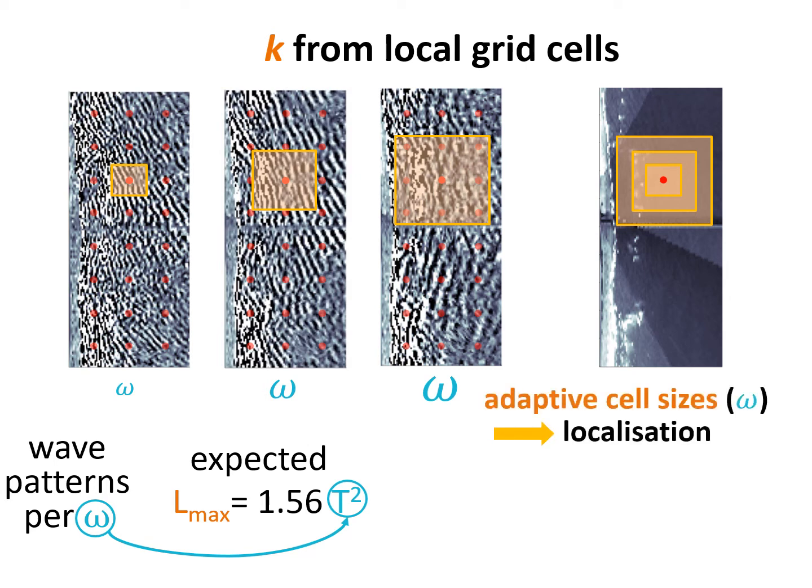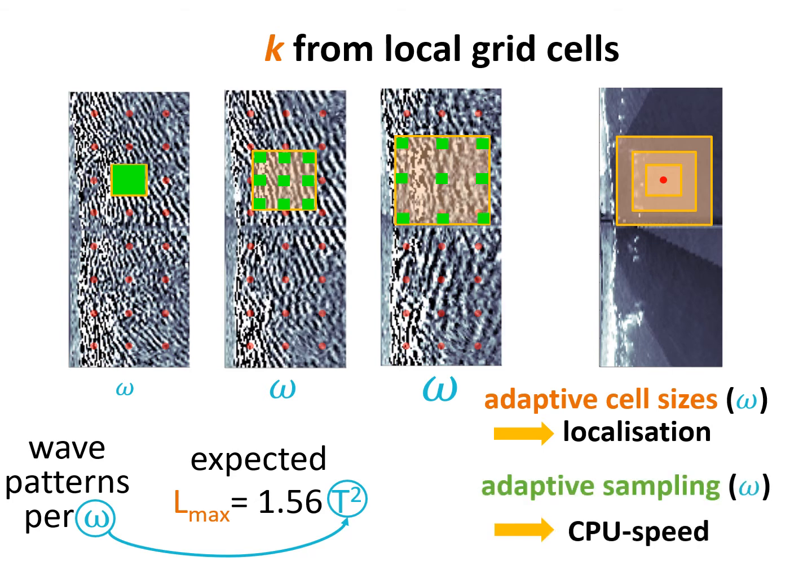And these adaptive cell sizes lead to higher localization because you optimally use the wavelengths that are intrinsic to the frequency. You can do more. While you may use all the pixels in the grid cell size of the dynamic mode with the highest frequency, you can use fewer pixels in modes that have lower frequencies. So we may start subsampling, and this subsampling will increase our computational speed.